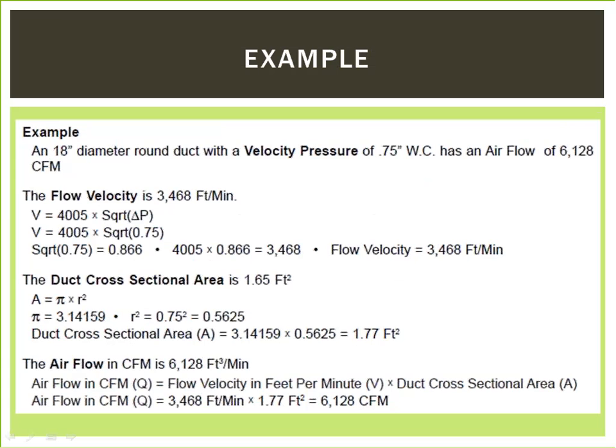As an example, you can see on the screen, after obtaining the flow velocity and the duct cross-sectional area from the previous two procedures, the airflow in CFM is determined by multiplying the two. Airflow in CFM equals the flow velocity in feet per minute multiplied by the duct cross-sectional area.